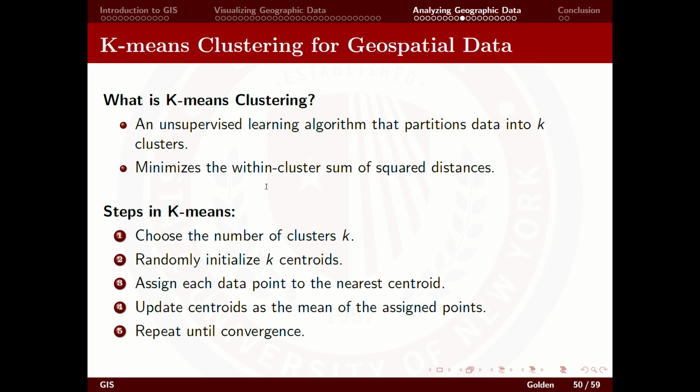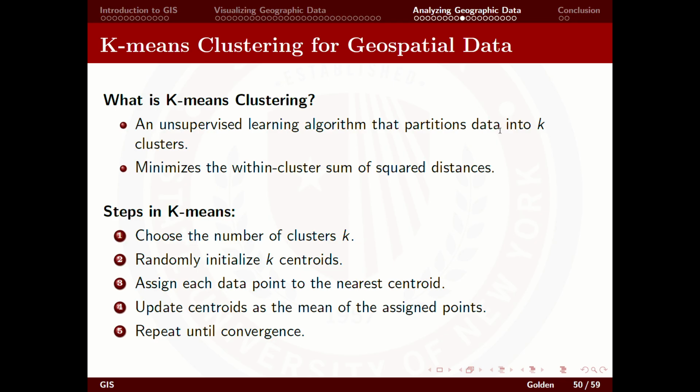And then finally, I'm going to talk about one of the algorithms for clustering with geospatial data. This is more of a machine learning algorithm. I'm not going to test you on this, but I think it's useful to have seen it. K-means clustering is an unsupervised algorithm that partitions data into k clusters. It minimizes the within-cluster sum of squared distances. Basically, the idea of k-means is we want data that's close to itself to be grouped together, and different from the data that's further away.